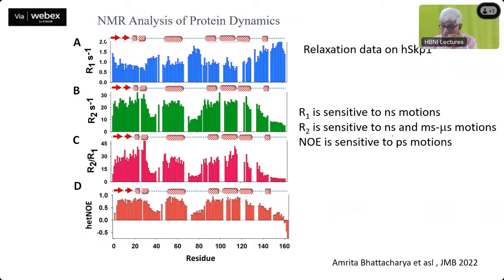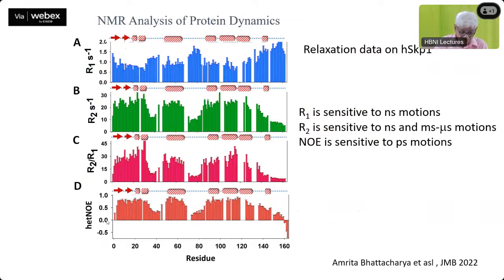R2 is sensitive to nanosecond and microsecond to millisecond time scales. This you saw in the previous plot. Okay, and NOE is sensitive to the picosecond motions. The vibrations in the NH vector, small orientations like this, this is dictated by the NOEs. Therefore, NOE dictates fast motions. Here what we are talking about are not proton-proton NOEs, but heteronuclear NOEs. These are N15 nuclei, N15 measurements here.